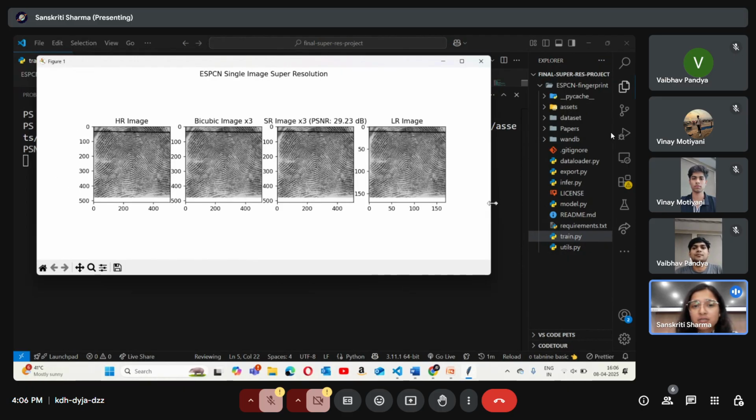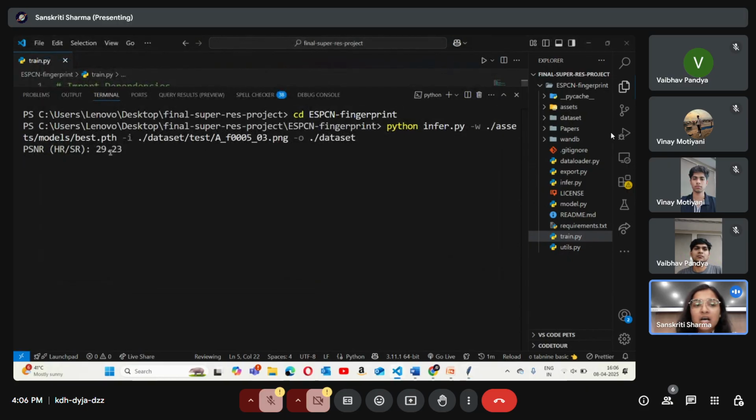It includes majorly 5 images. The first is the HR image, that is high resolution, followed by the bicubic image, and SR stands for super resolution image, and the fourth is the LR image, which is the low resolution image. Here we can see that the final evaluation metric we have got is 29.23. So we can conclude that our model is comparatively better than bicubic.